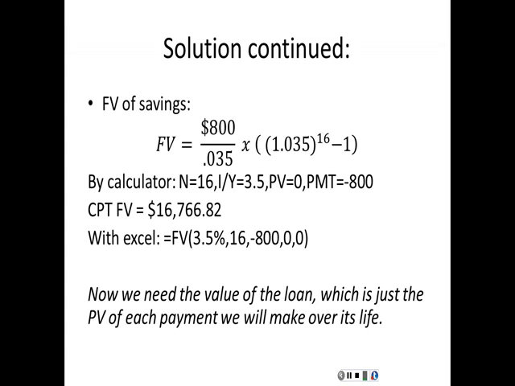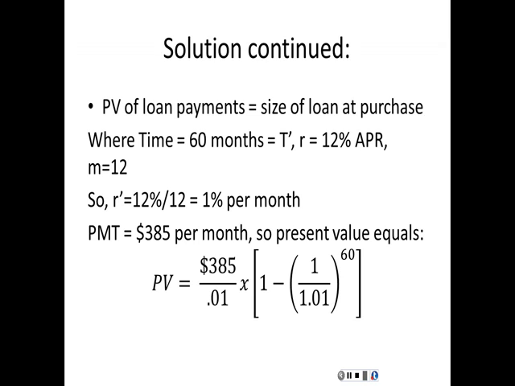Now we look at the loan. We know the loan is 60 months, and our APR interest rate is 12%. If we're making a monthly loan payment, we simply divide that rate by 12, and 12% divided by 12 gives us 1% per month. So now we find the present value of the loan. The car dealer has set us up with $385 per month, so that's my annuity payment, and we use the present value of the annuity formula shown below.